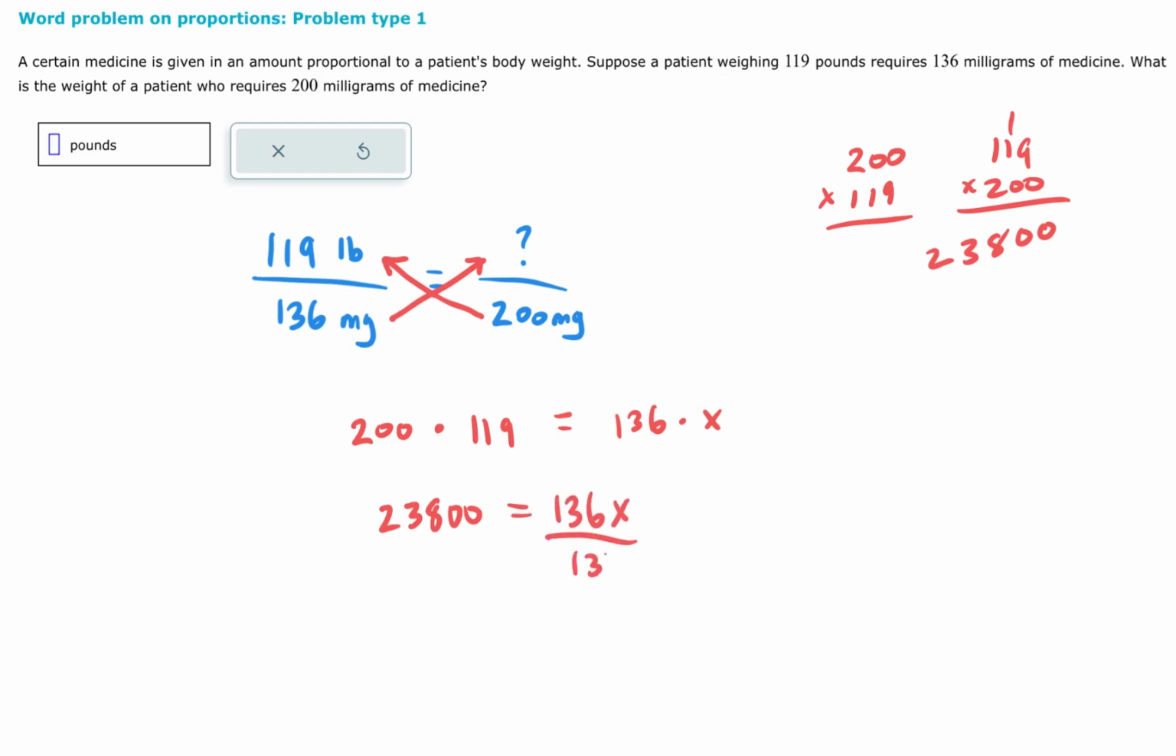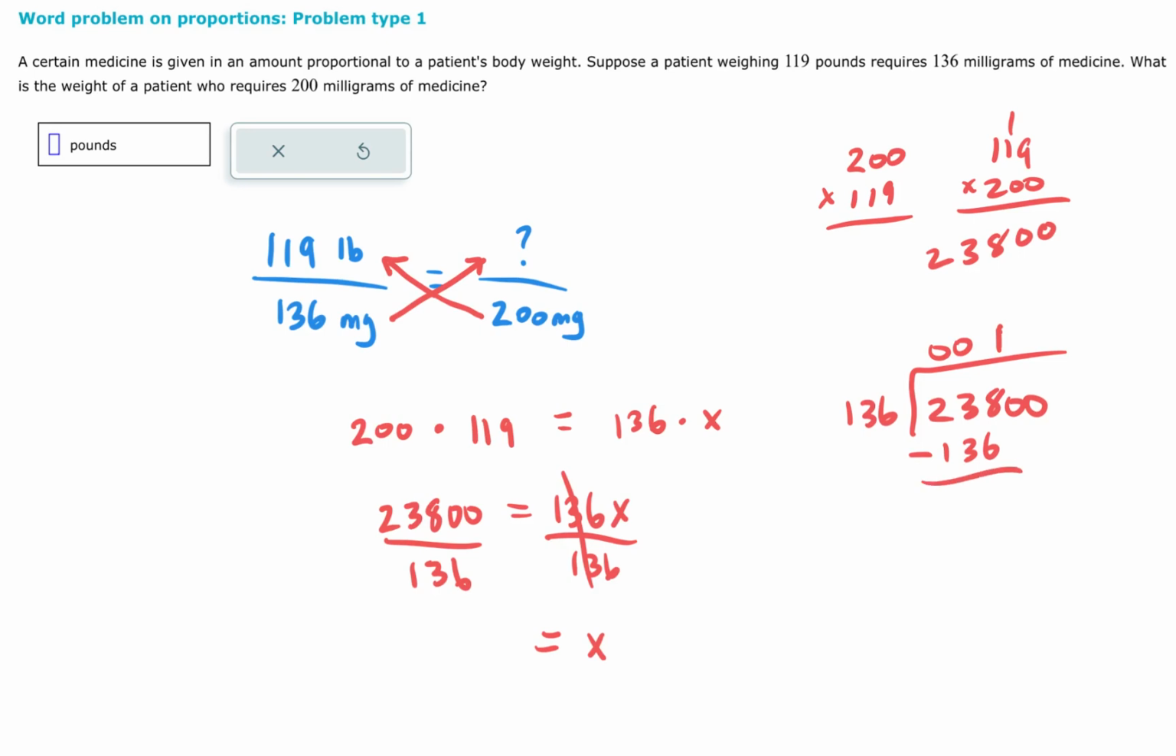I'm going to divide both sides by 136. That will give me x equals, and then I have no idea what this value is. If you have a calculator, obviously use it for this type of problem. 136 goes into 238 one time. Bring down the 0. Oh, I'm not sure. How many times does it go? Maybe 6? 21, 6, 7, 8. Nope, it's going to go in 7 times.